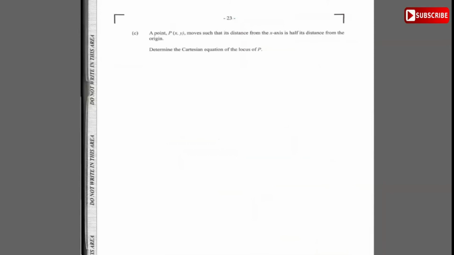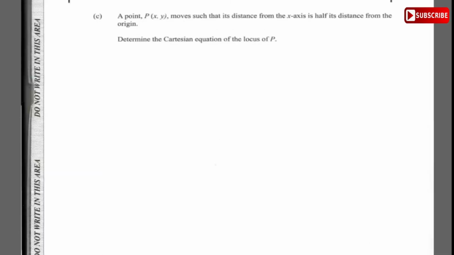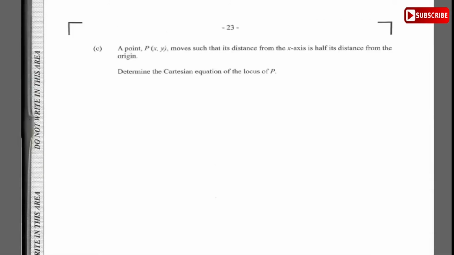Next question. It says a point P of x, y moves such that its distance from the x-axis is half its distance from the origin. Find the locus of the equation. Let me zoom in. I'm not seeing fully. A point P moves such that its distance from the x-axis is half its distance from the origin. Determine the Cartesian equation of P.